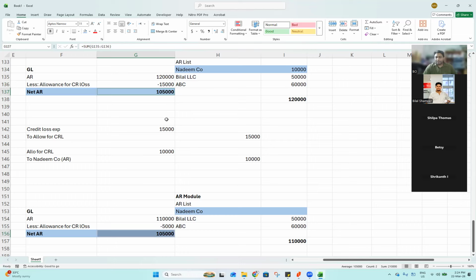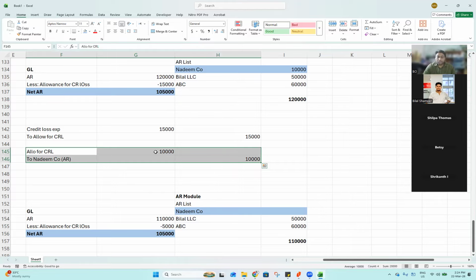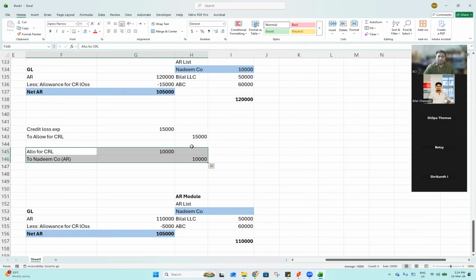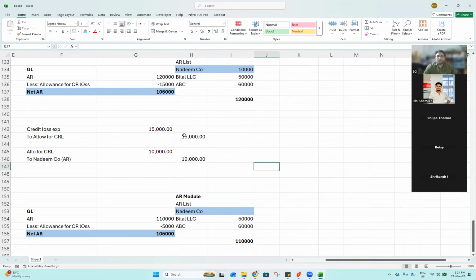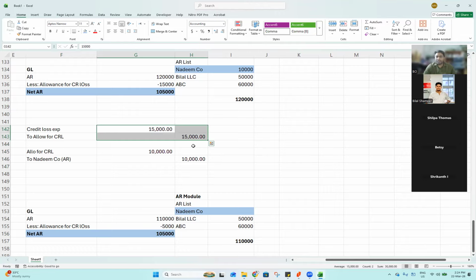So you will not see any change in the balance sheet. Got it? And even though Nadeem became a bad debt, it will not affect your P&L. Our basic idea was that bad debts coming should not affect your P&L. Why? Because the 15,000 allowance you are providing every year will be the consistent one. Clear?